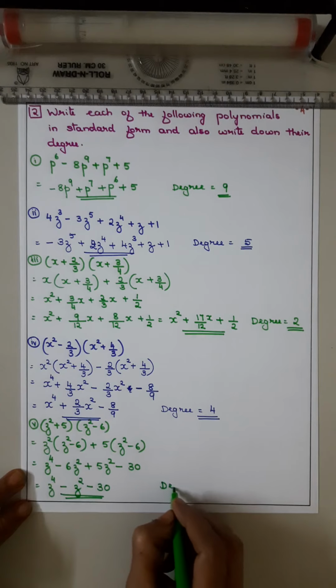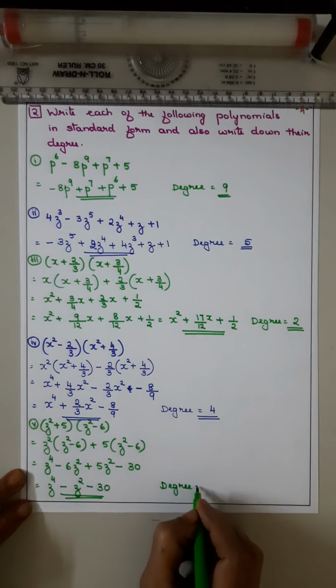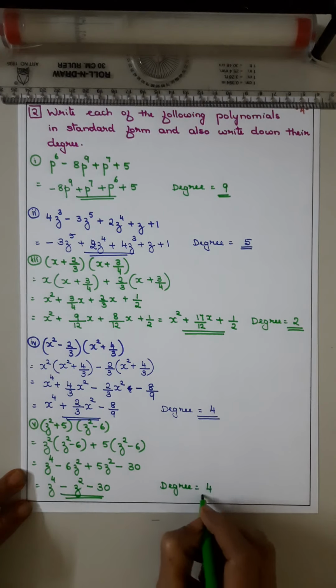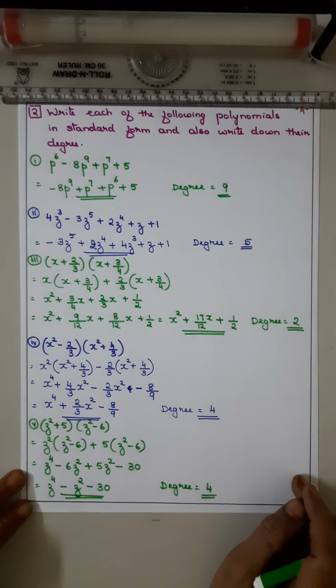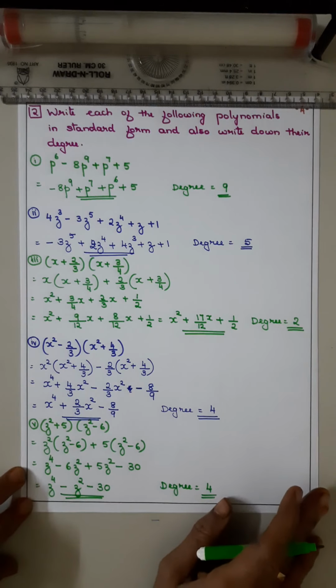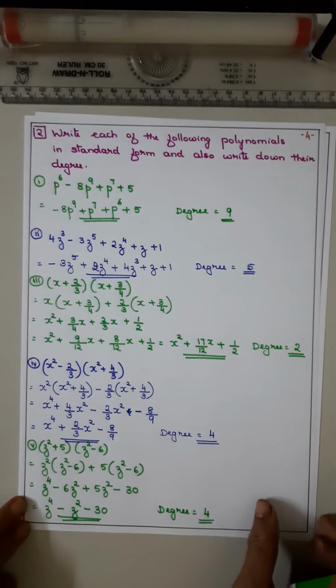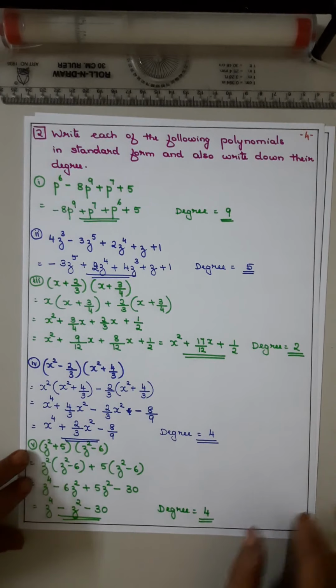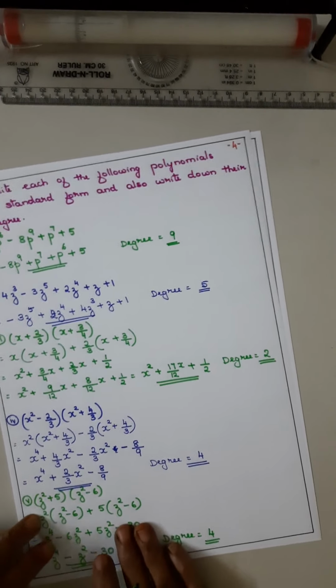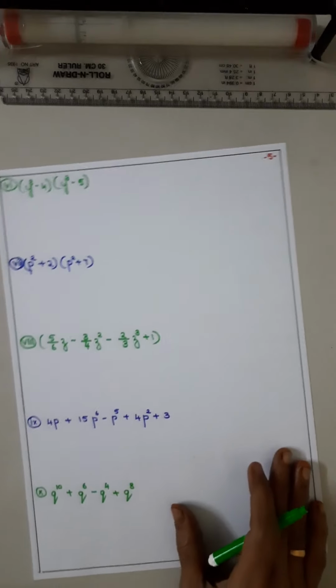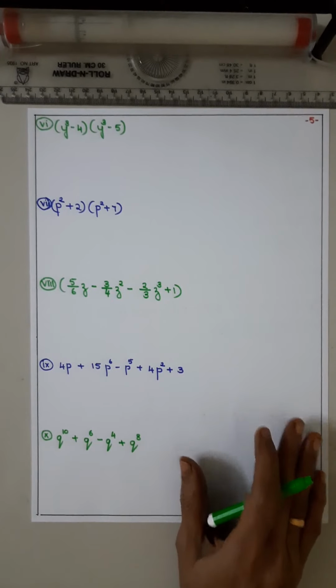And here the degree is, what is the biggest? 4. Clear? So that was question number 5. Now coming to the sixth question.